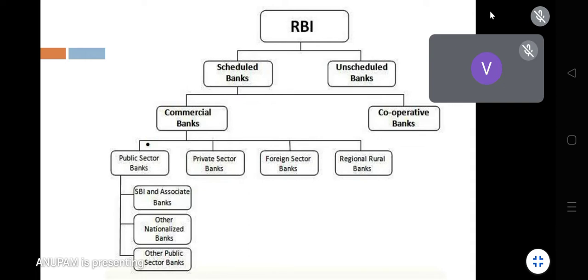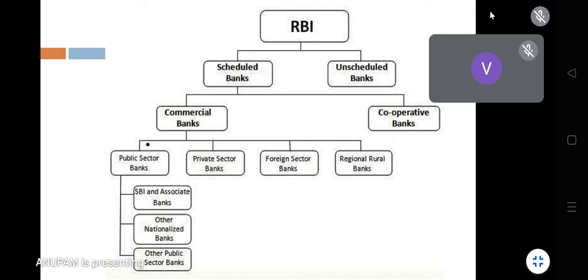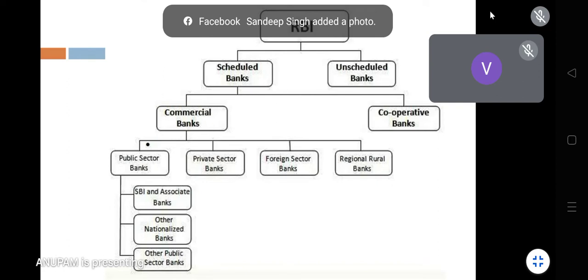APGVB, sir. Yes, AP? Sir, Utkal Gramina Bank. Utkal Gramina Bank. Yes, that is an unscheduled bank. Then another one, somebody said AP something. APGVB, sir. APGVB, but what is the full form? Andhra Pradesh Gramina Vikas Bank, sir. Gramina Vikas Bank, yes. So all these banks fall into the unscheduled category. Okay. Right. Then we'll see.